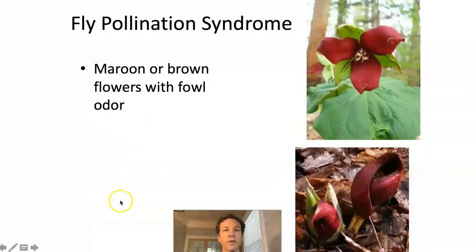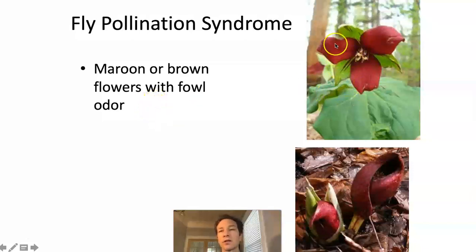So we've talked about moth and bird pollination. Let's talk about fly pollination. Flies tend to eat carrion or dead decaying things, and so a flower that's fly pollinated will tend to be maroon or brown in color, kind of like a decaying animal, and they will tend to smell badly, again, like a decaying animal. So think about skunk cabbage and the stink that comes with it.